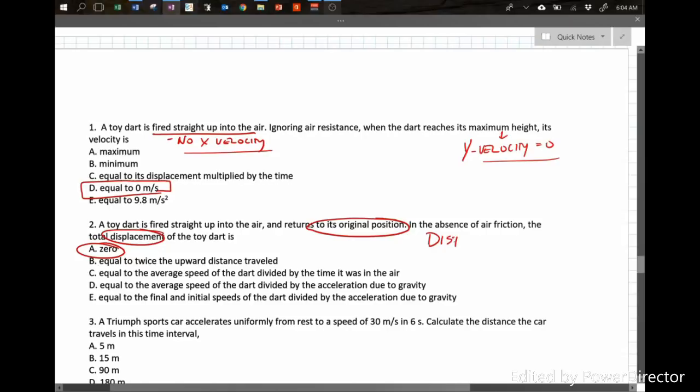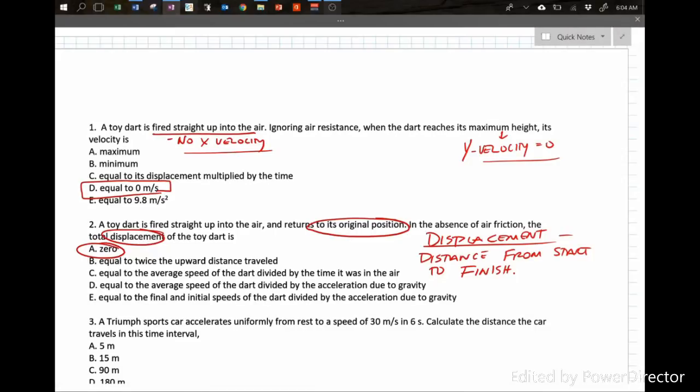Displacement is the distance from the starting point to the ending point. So if we return to our original position, there is no distance between the beginning point and the ending point, so our displacement is 0.